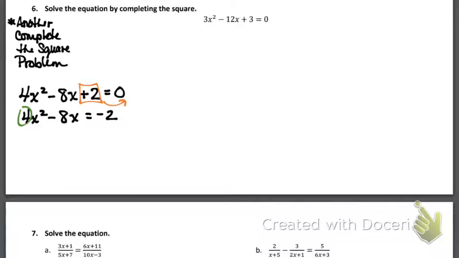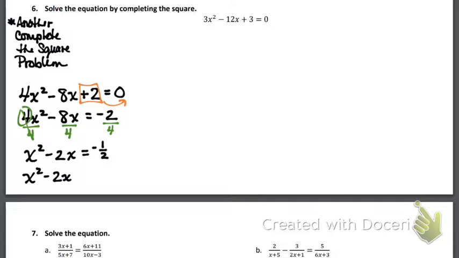I do not want a leading coefficient. I'm not going to pull it out as a GCF. I'm going to divide it out of everybody. When I'm being asked to factor, that's when I need to worry about hanging on to those GCFs. I've been asked to solve. That's the same thing as finding my x-intercepts. I can divide everybody by this leading coefficient, and it does not change the location of my x-intercepts. So I have x squared minus 2x equals negative 1/2.